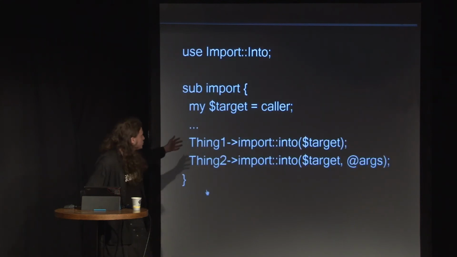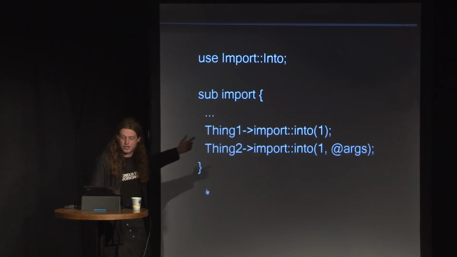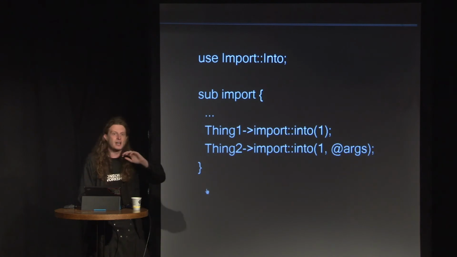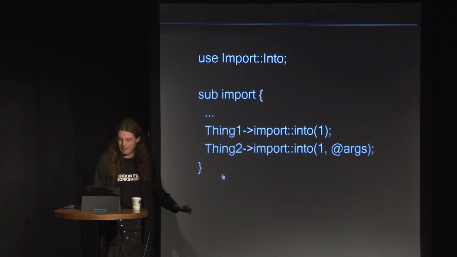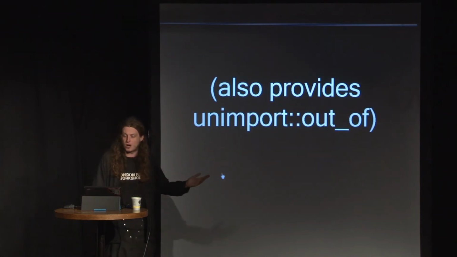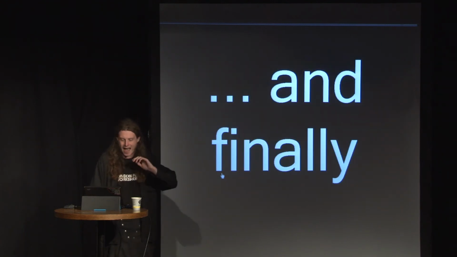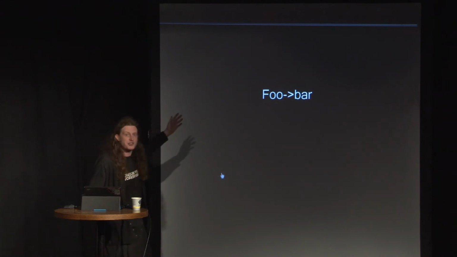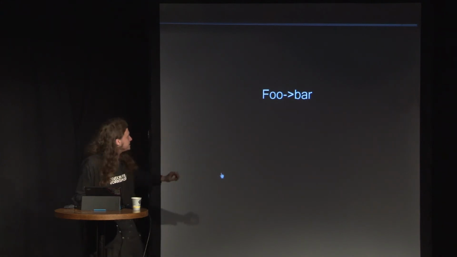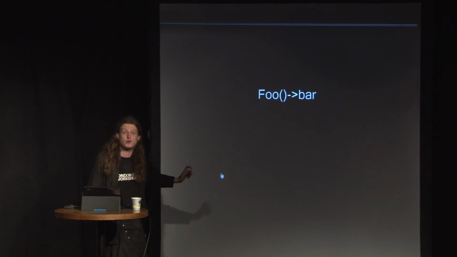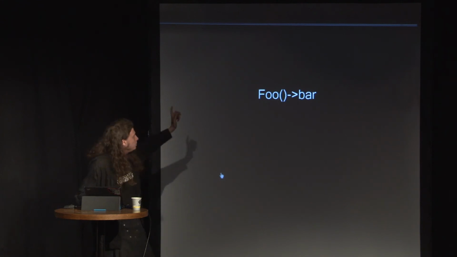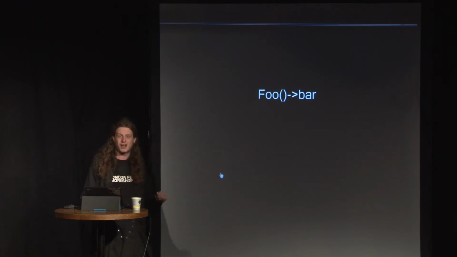And instead, you just call ->import::into, and it does the eval for you. You could also give it a caller level. Saves me a lot of time and pain. Works for modules, works for pragmas, provides an unimport, all nice and simple. And finally, if you see Foo->bar, here's an interesting thing. If there is a Foo subroutine in scope, Perl will call it and then call bar on the result.